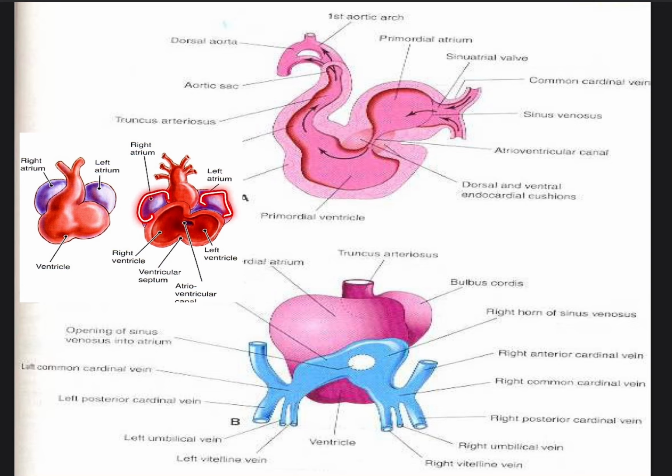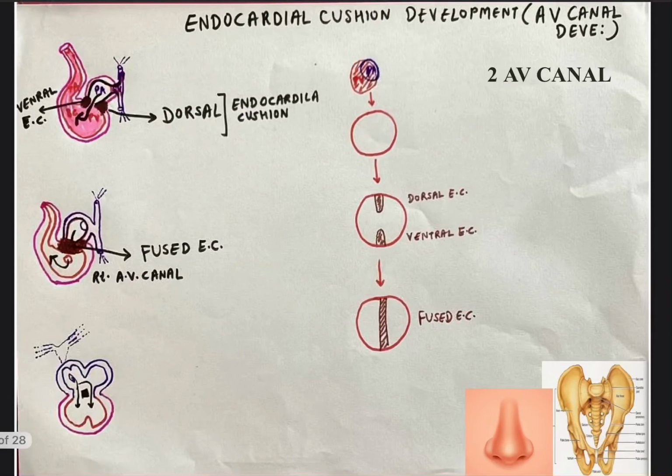When we see this primitive atrium posteriorly, this is the primitive atrium. And this is the truncus arteriosus. The primitive atrium is receiving blood through the sinus venosus. This is the sinus venosus, so this is the sinoatrial orifice. Each sinus venosus is receiving blood via two horns. This is the right horn, this is the left horn. And each horn is receiving blood through three sets of vein, which are vitelline, umbilical and common cardinal vein.